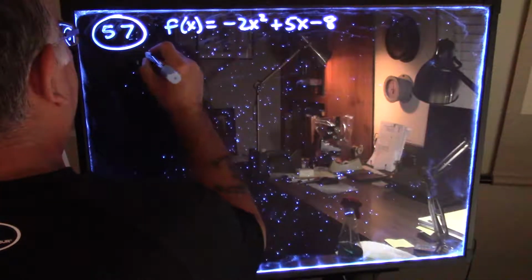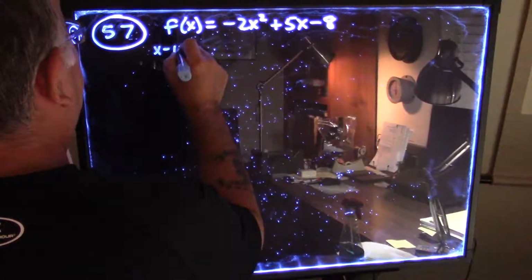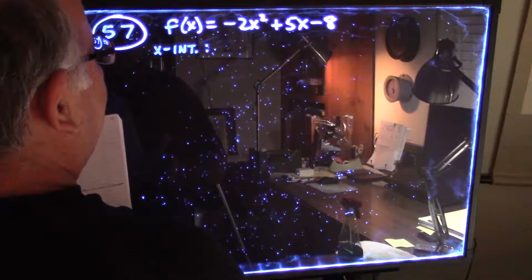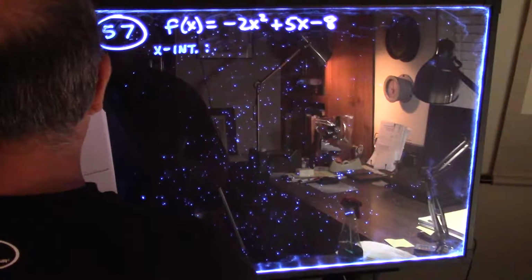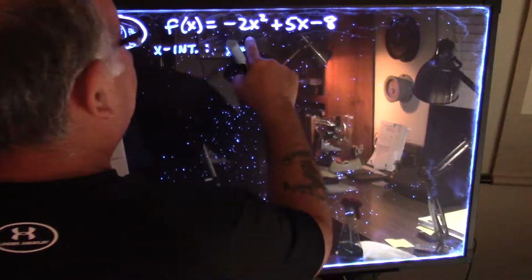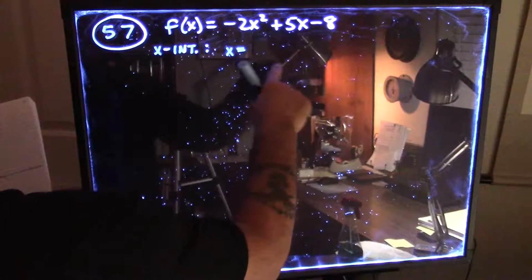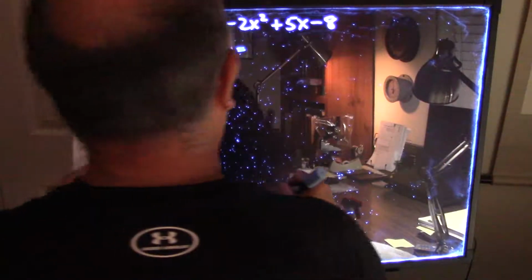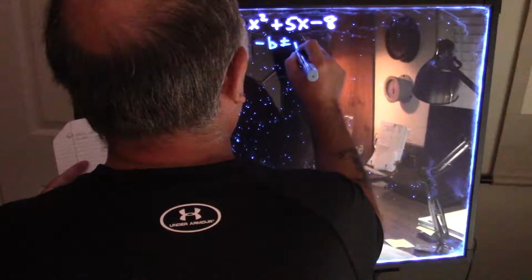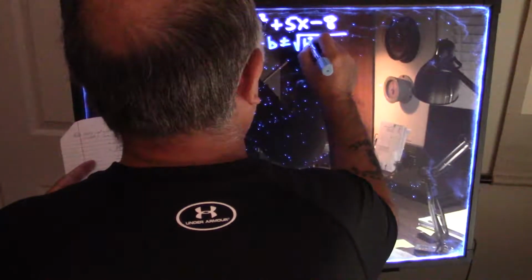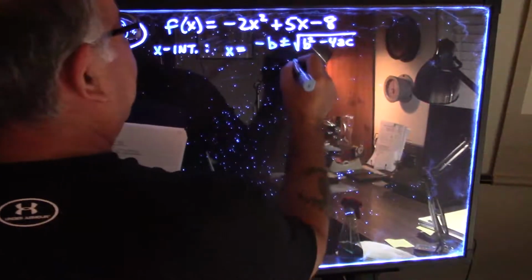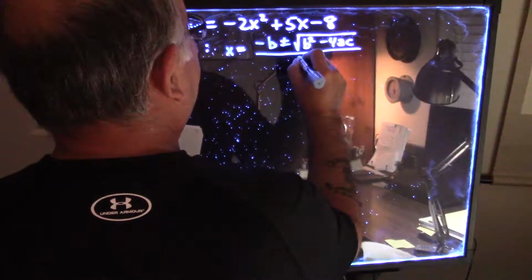Alright, let's go for the x-intercepts, if any. On this one, I don't think we can factor this, so we're going to use the quadratic formula. You set that equal to 0, which I did not write, and then use the quadratic formula to solve for x. That's, once again, negative b plus or minus the square root of b squared minus 4ac, make sure that's all under the radical, all over 2a.